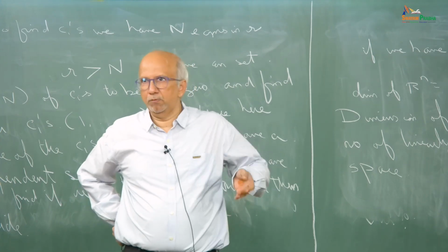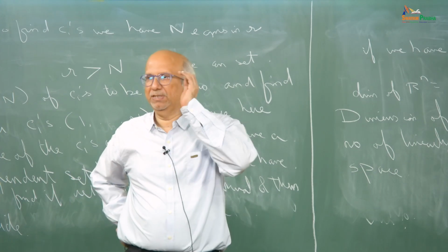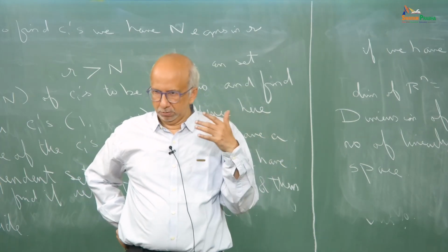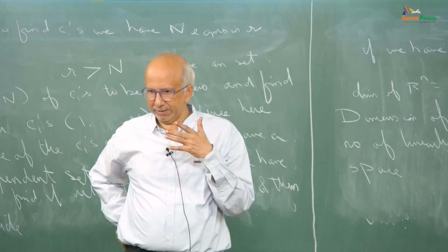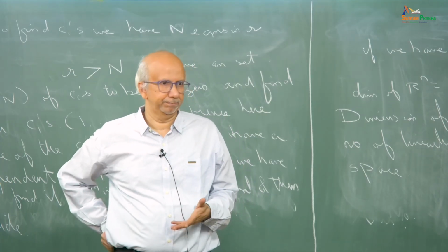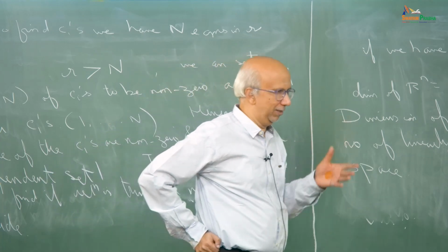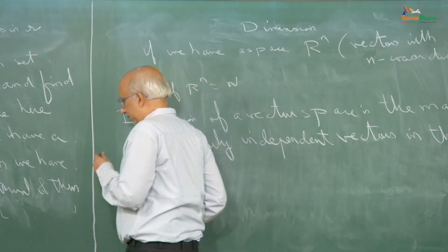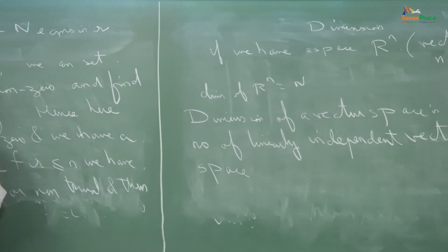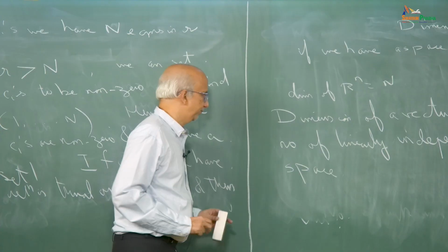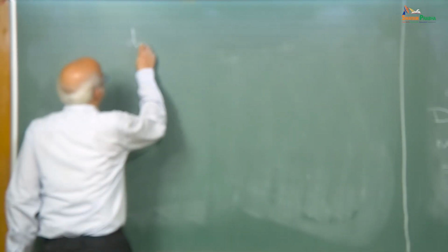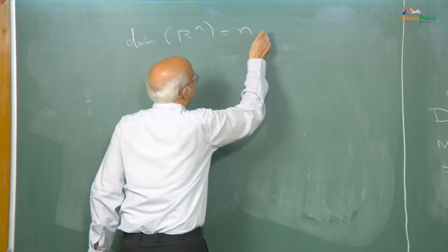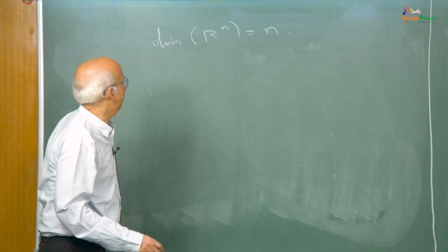So, I want to now formally prove to you that the dimension of Rn is n using this definition. I mean, you were thinking, okay, Rn, n coordinates, n dimensions, 2 coordinates, 2 dimensions, 3 coordinates, 3 dimensions. So, now I want to prove that the dimension of Rn equals n.